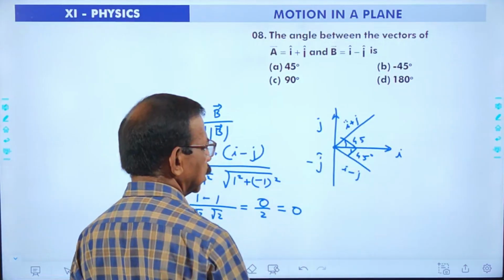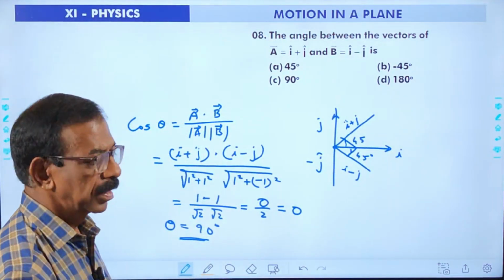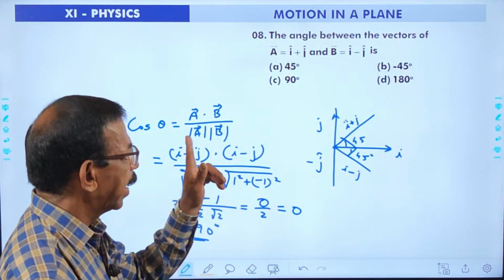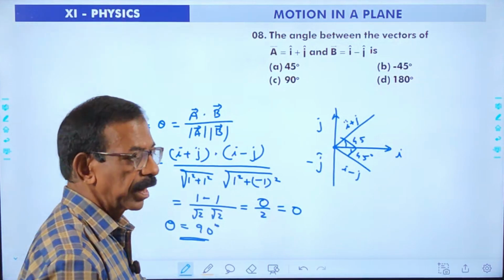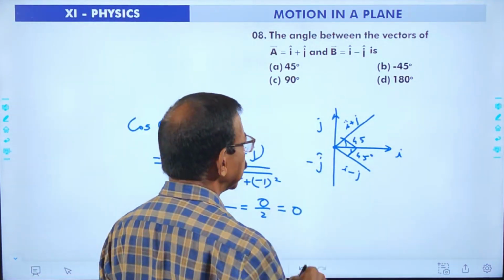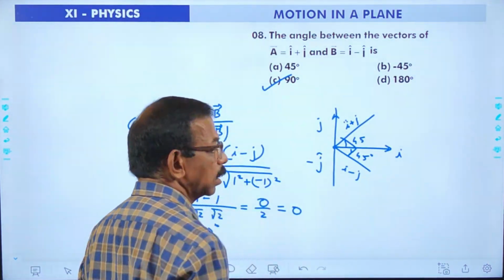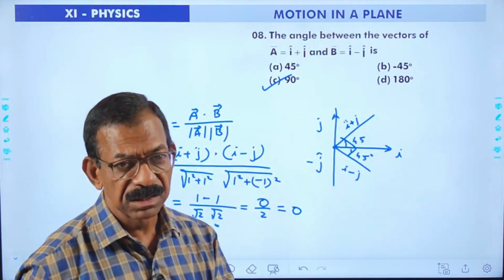It is simply a general method, and here is the mathematical method. Anyhow, the angle between the two vectors A equal to i plus j and B equal to i minus j is 90 degrees, hence the correct answer is option C.